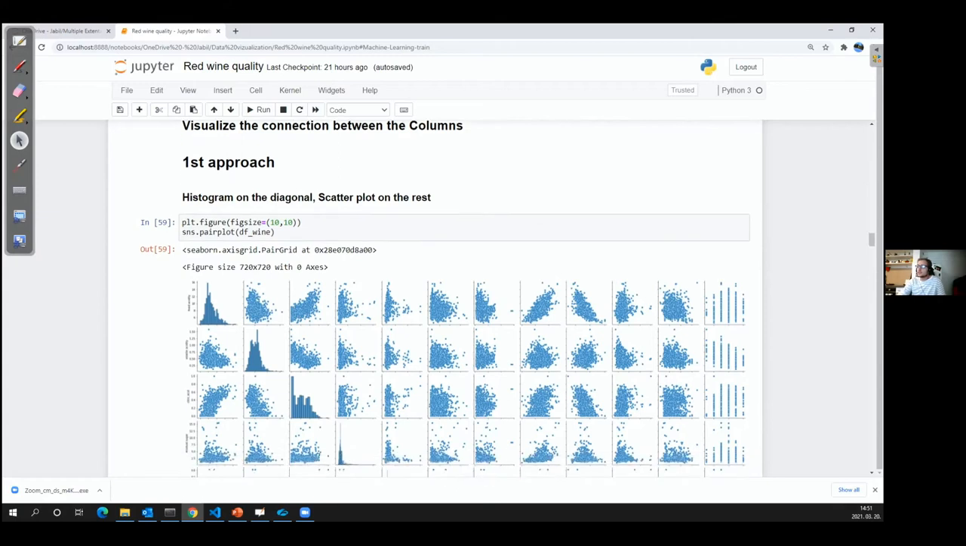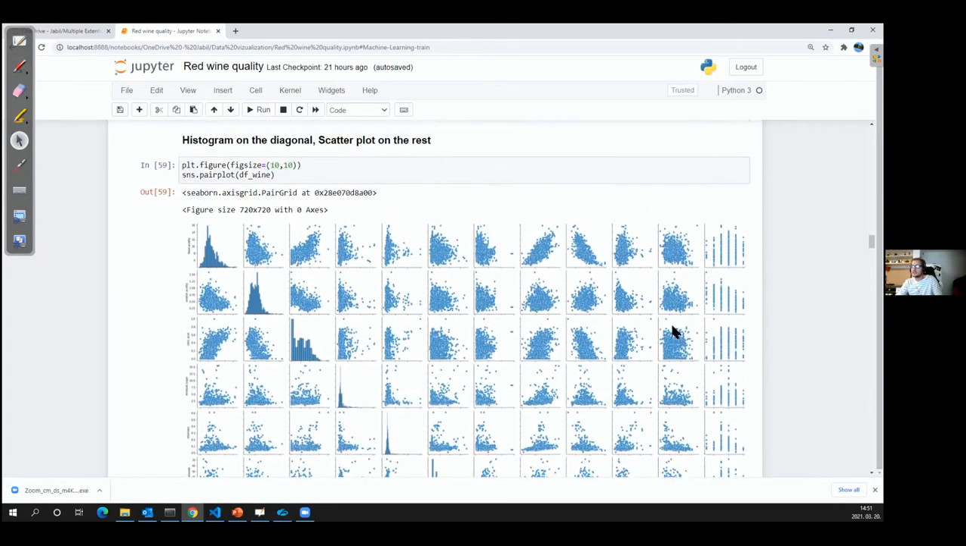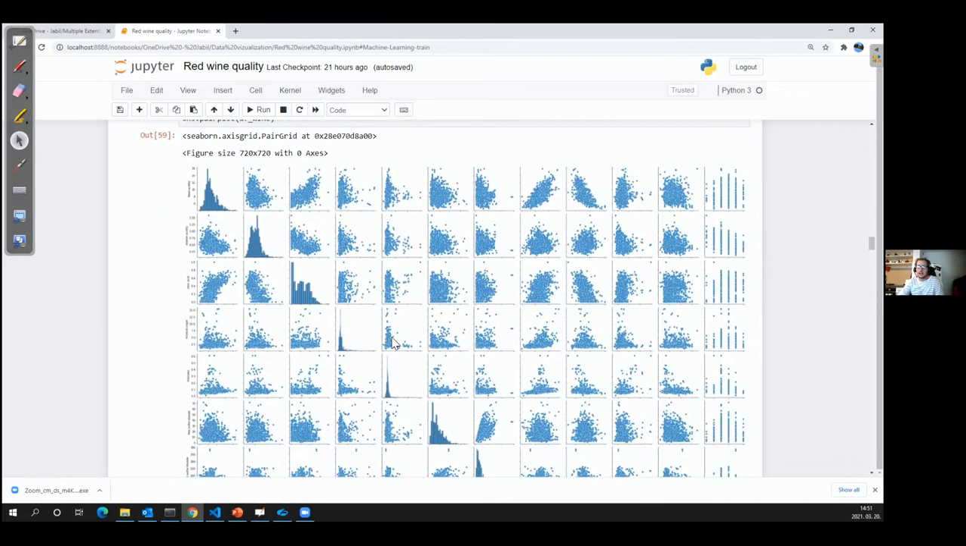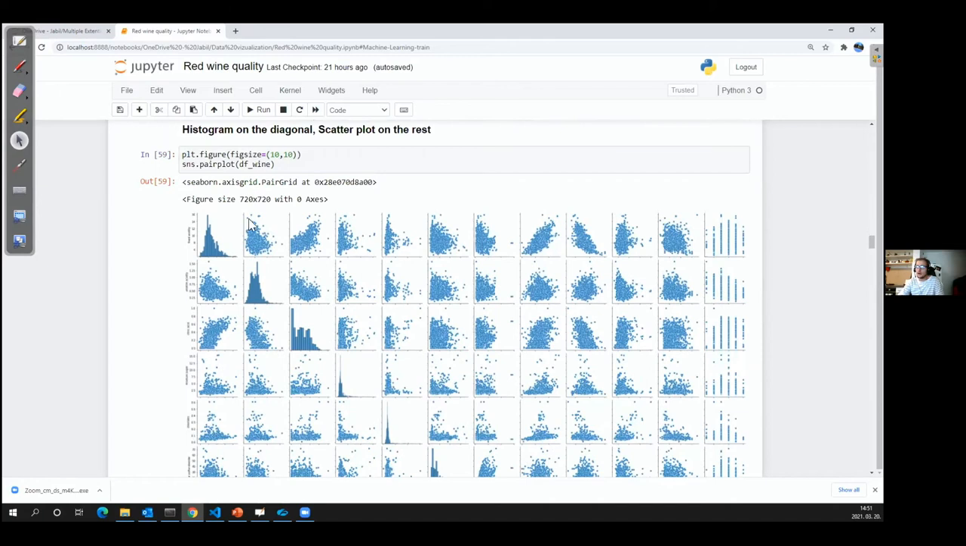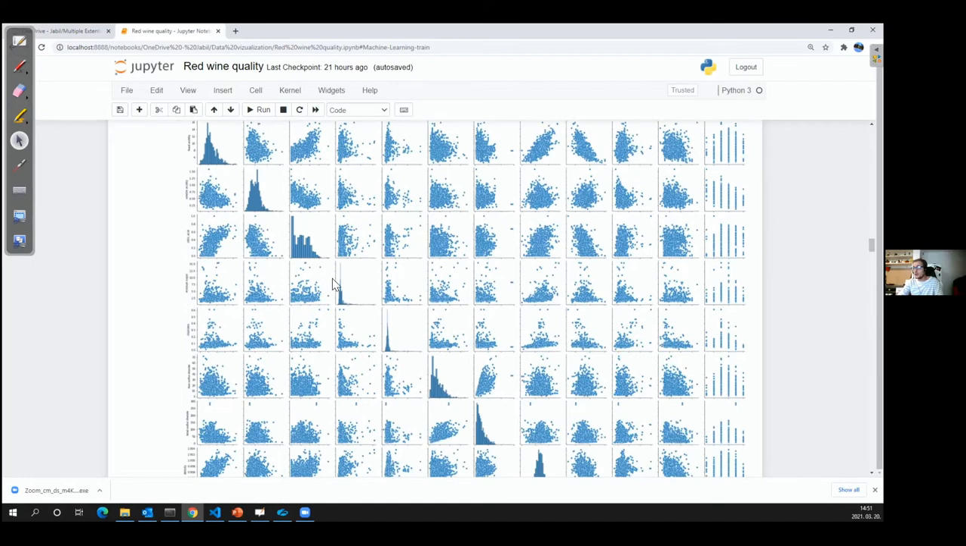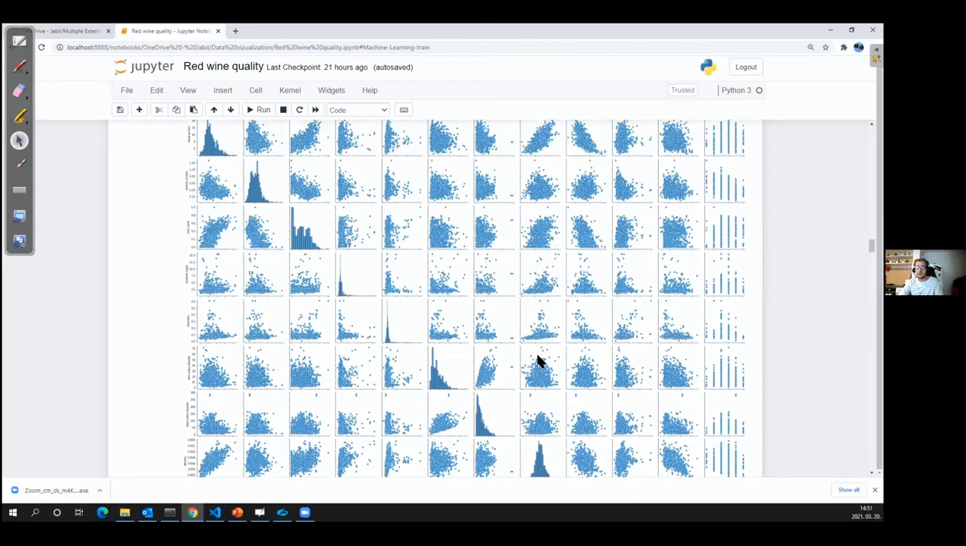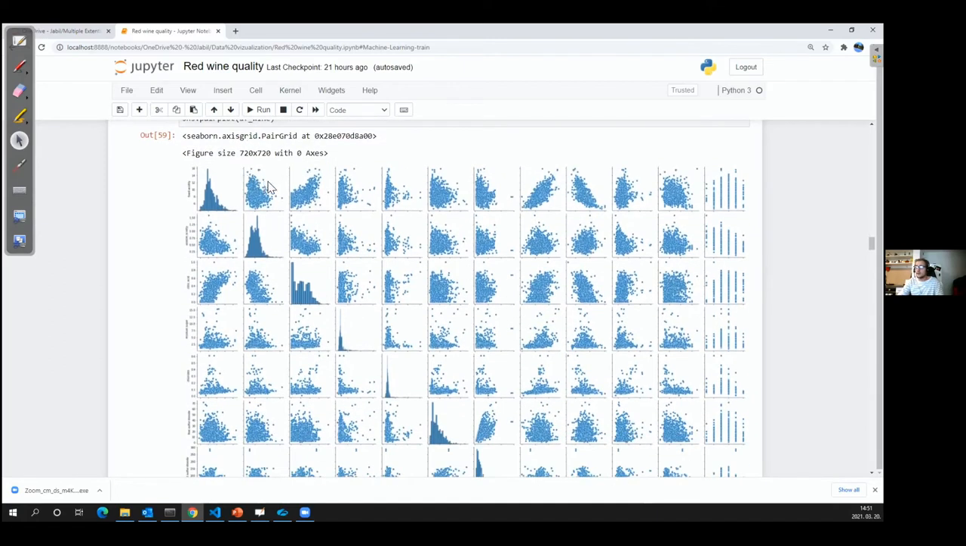So let's see the first thing I want to show. This is the so-called pair plot. It's a matrix-like visualization where in the diagonal of the matrix you can see the distribution of the different attributes, and in the other positions of the matrix we can see the scatter plots of the different column combinations with each other.